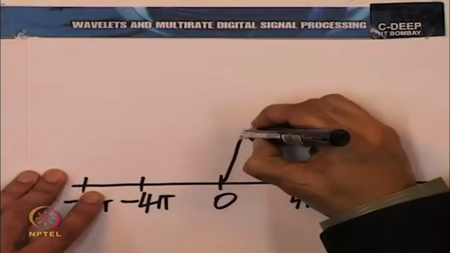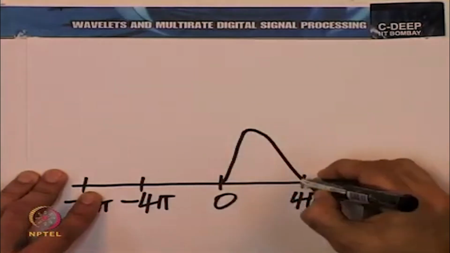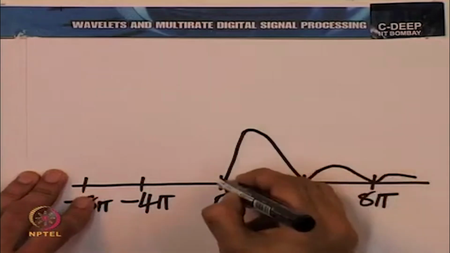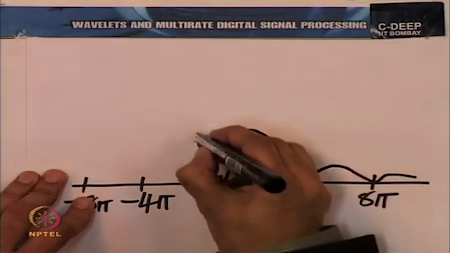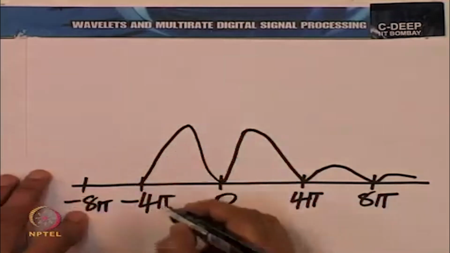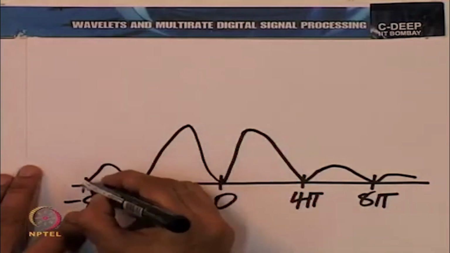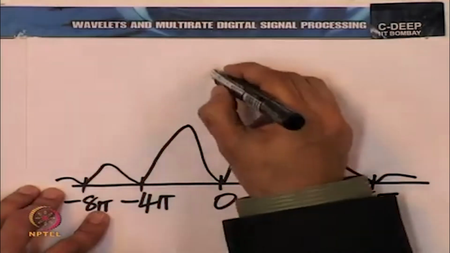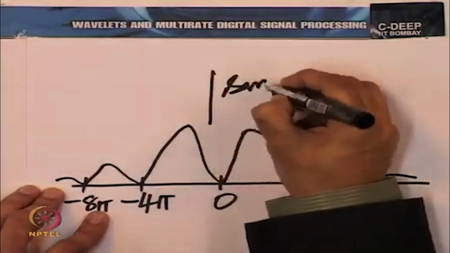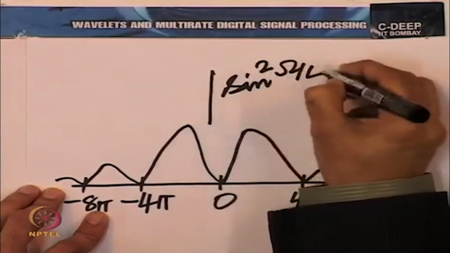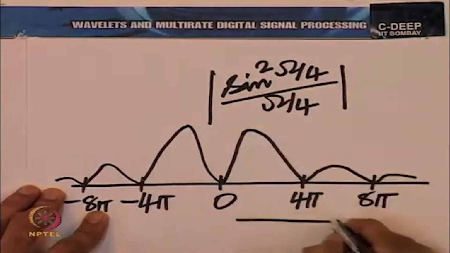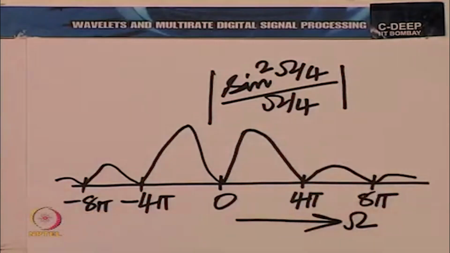Something like this. This is going to of course be mirrored on this side, and then this way and this way and so on. So, this is mod sine squared omega by 4 by omega by 4 as a function of capital omega.